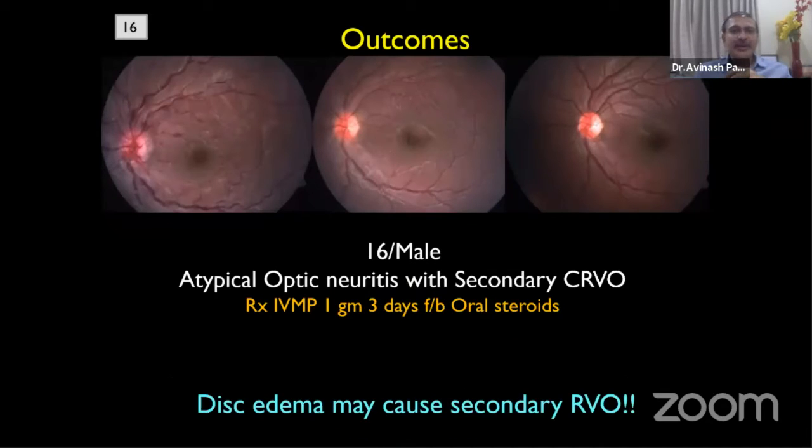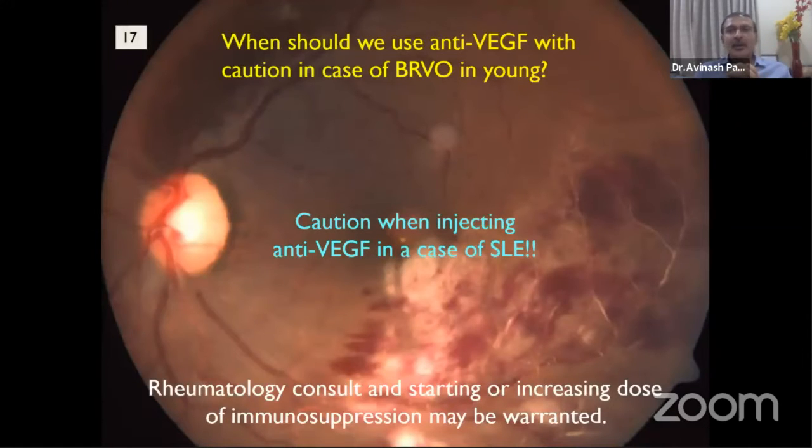And this is another patient who developed a venous occlusion because of atypical optic neuritis, and treatment of the optic neuritis itself resolved the macular edema in this patient. I did discuss that the outcomes are primarily influenced by the underlying etiology, and many times treating the underlying etiology itself helps in the resolution of venous occlusions. Now, we know that anti-VEGF is the primary treatment in most cases of venous occlusions. But there is something we have to understand, especially in the young.